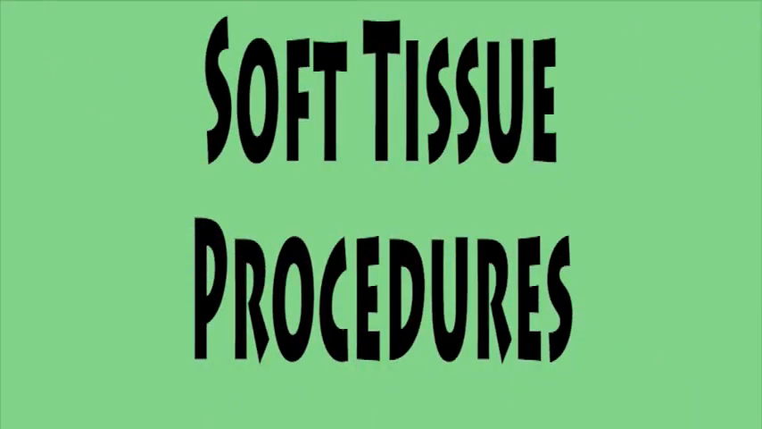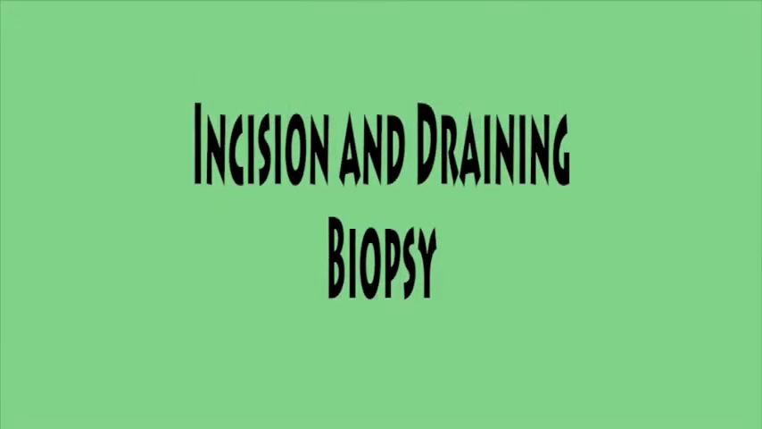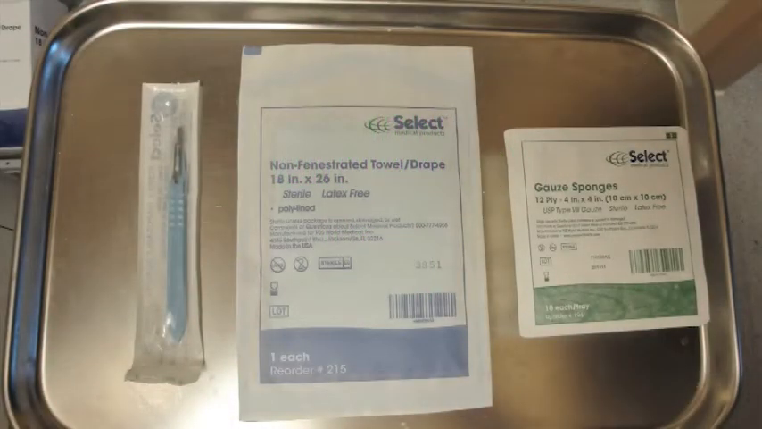There are multiple different soft tissue procedures that could be done in the office, anything from an incision and draining, or I&D, of an infected wound to a biopsy. To set up for these procedures, the main instruments and supplies you will need are a sterile non-fenestrated drape, a sterile 15 blade, sterile 4x4s, and depending on the procedure, you may need other supplies.